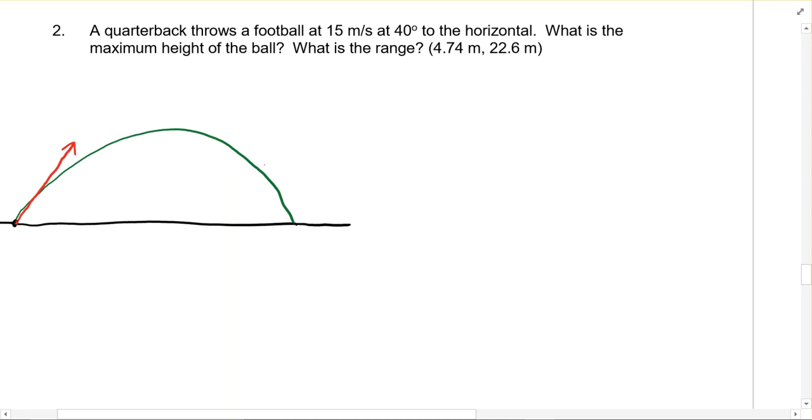The green line here would be the path of the ball. The red line is the velocity vector. So if you can keep track of that ball right when it was kicked, that's just the direction that the ball would go. So that's the vector, not literally the path of the ball.